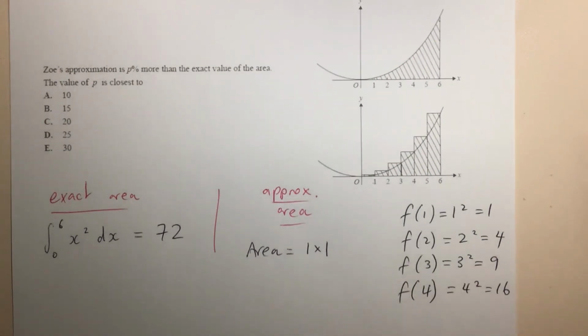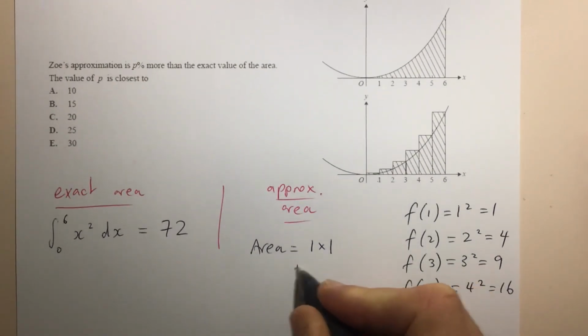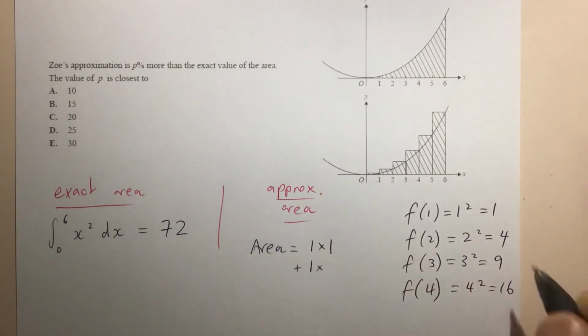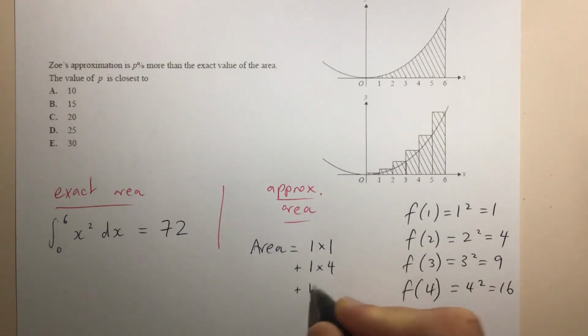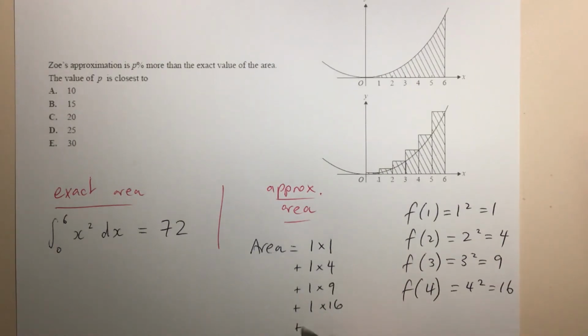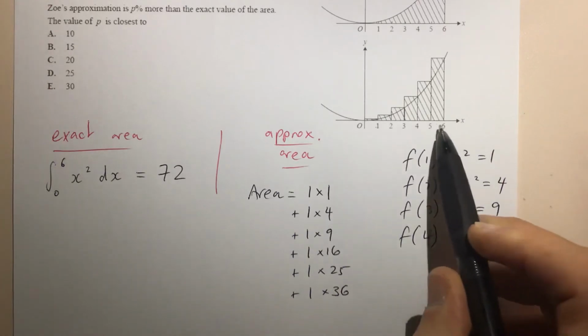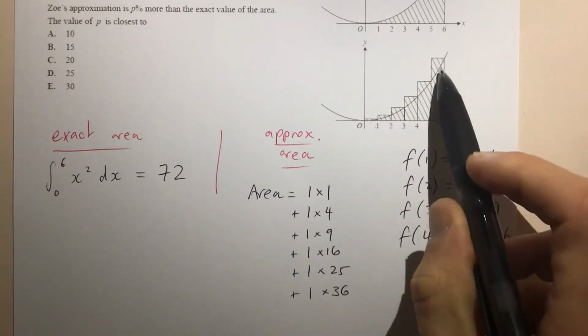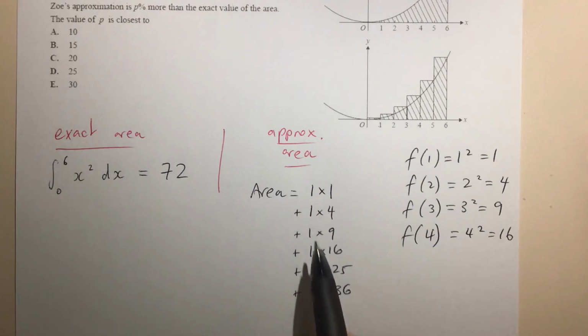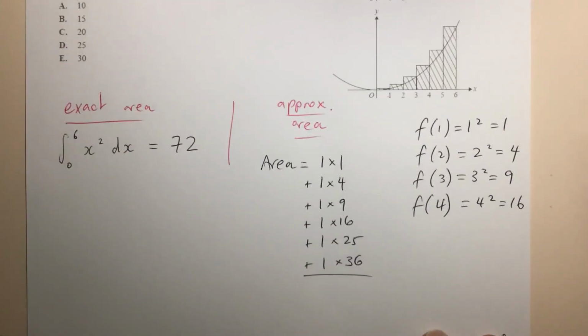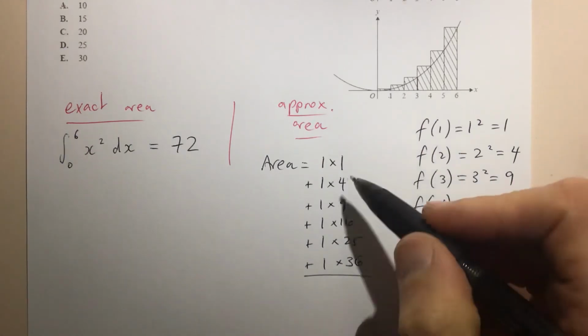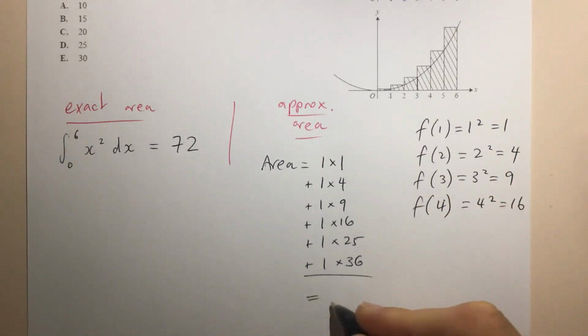So our approximate area is going to be 1 times 1 plus 1 times 4 plus 1 times 9 plus 1 times 16 and so on until we get to 6 squared, because that's our final rectangle. Our final rectangle's got a height of 6 squared units. And so summing all of those is going to give us our total approximate area, and adding those up carefully, we get 91.